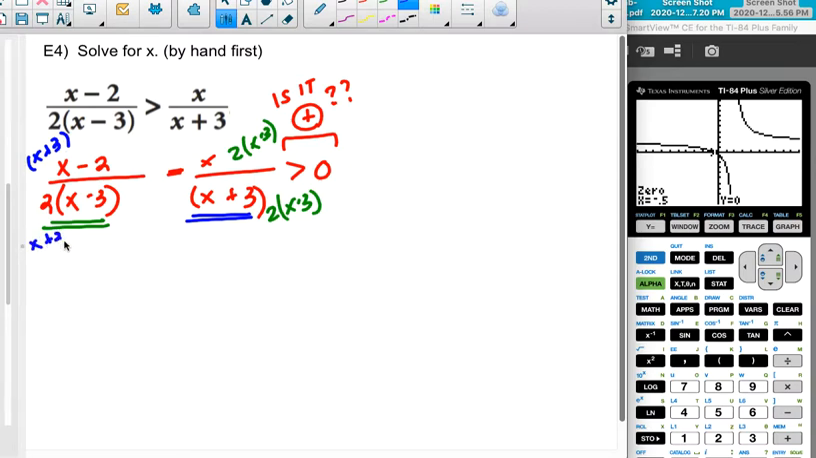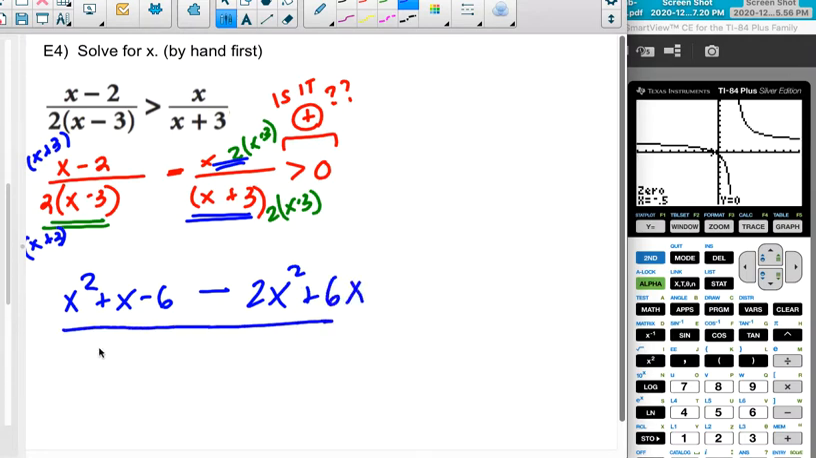So let's go ahead and do some super intense, awesome math. When I FOIL the top here, I have an x plus 3 times an x minus 2. So that's going to be an x squared plus an x minus a 6. Minus, when I distribute this, this is a negative 2x times this x minus 3. So I'm going to get a negative 2x squared plus a 6x. And then on the bottom, I have this 2 times an x plus 3 and an x minus 3, which I definitely want to leave factored because it was very nice of them to already factor it for me.